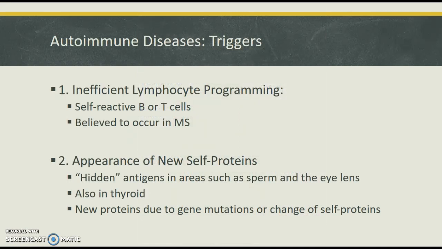So what are some triggers of autoimmune diseases? One could be that the lymphocytes went to school, but they didn't learn anything. So these lymphocytes are not trained properly or matured properly in being able to distinguish your own cells from foreign invaders. A second thing could be the appearance of new self-proteins. This could be proteins that haven't been produced before. This happens sometimes with puberty, and in the thyroid. We also could have gene mutations that cause new proteins to arise and cause an autoimmune response.